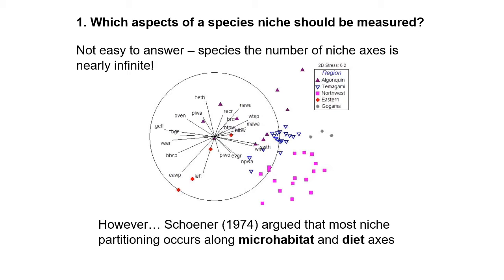However, the most agreed upon measures of meaningful niches have to do with microhabitat and diet. So basically, where does a species live and where does it forage? Where does it do its stuff on a very small spatial scale? And then what does it eat and how does it obtain its food? Those tend to separate species into different niches.